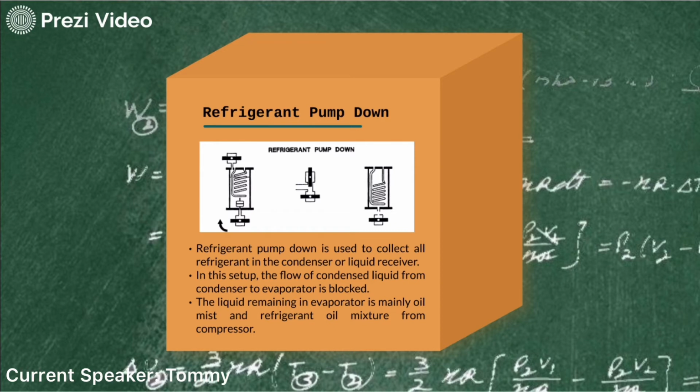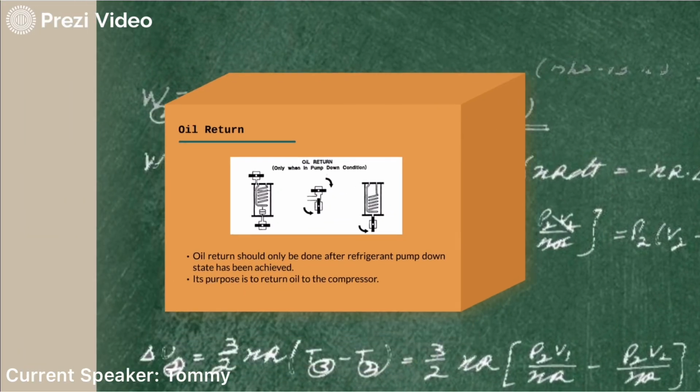The liquid remaining in the evaporator is mainly oil mist and refrigerant oil mixture from the compressor. This oil cannot evaporate under evaporator pressure, and therefore it must be physically returned to the compressor casing. Next operation is the oil return.